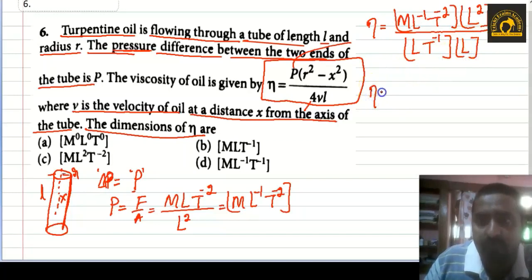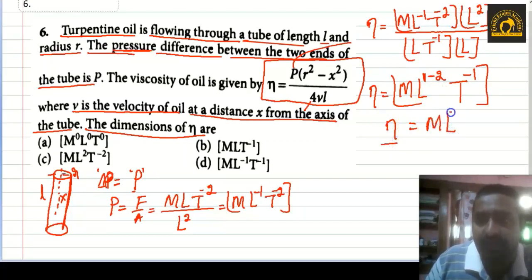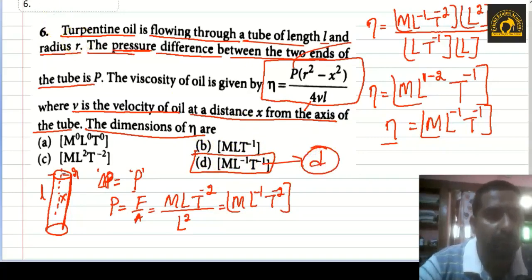So the dimensional formula for eta is M L to the power of minus 1 plus 2 plus 1, that is 1 plus 1, 2 minus 2, then T to the power of minus 2 plus 1, that is minus 1. So the dimensional formula for eta, coefficient of viscosity, is M L^-1 T^-1. So which is the matching for this solution? M^1 L^-1 T^-1, that is option D, the correct answer for this question.